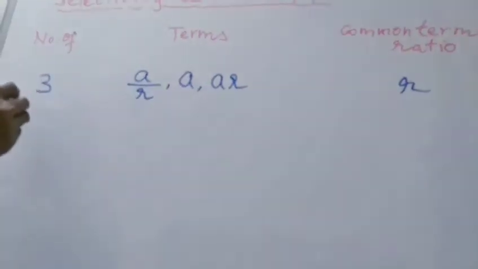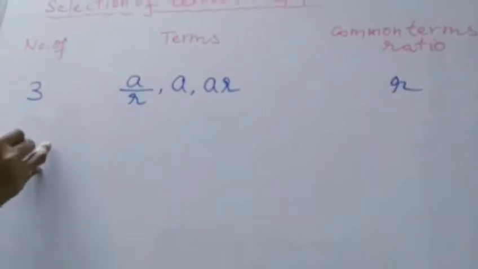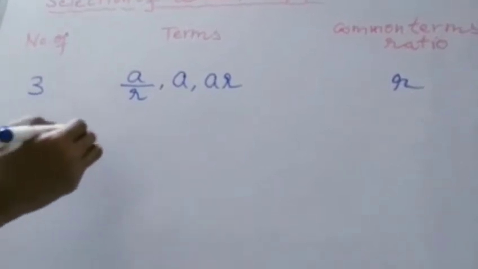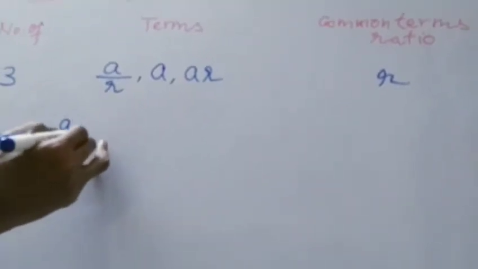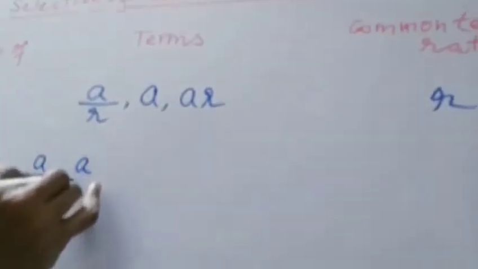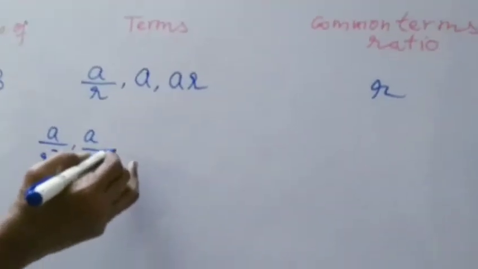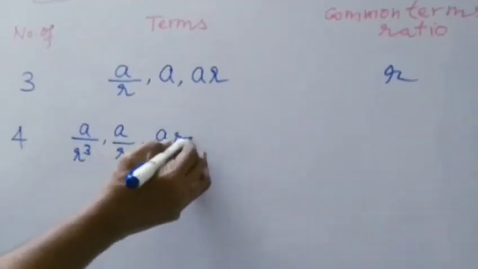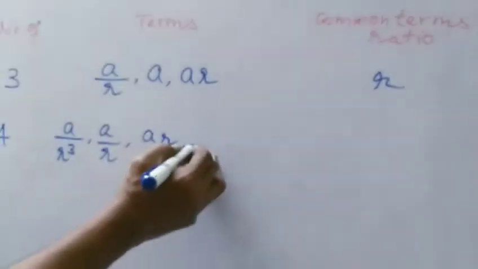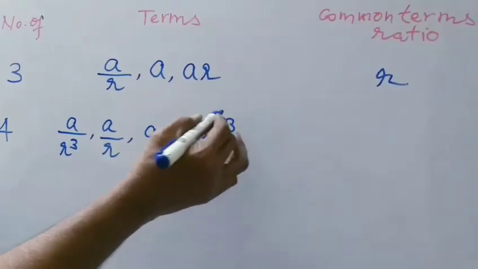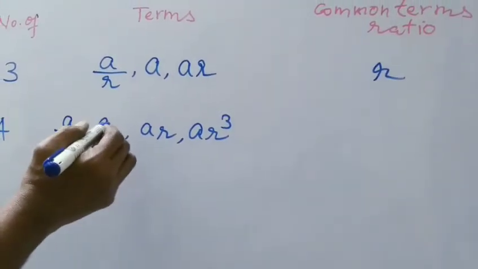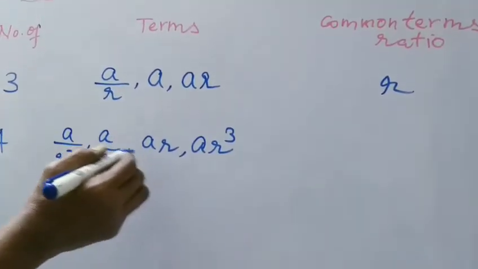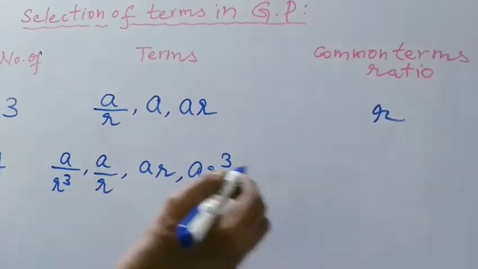Now number of terms 4. They are a by r cube, a by r, a into r, a into r cube. These are the 4 terms. The common ratio is r square.